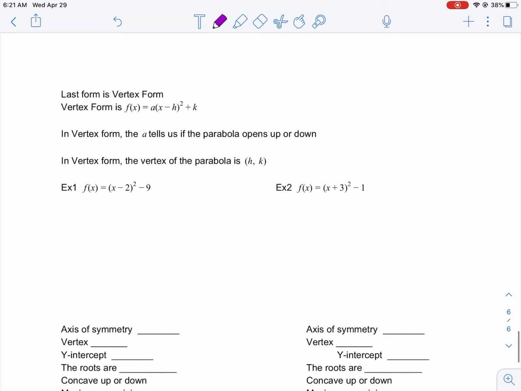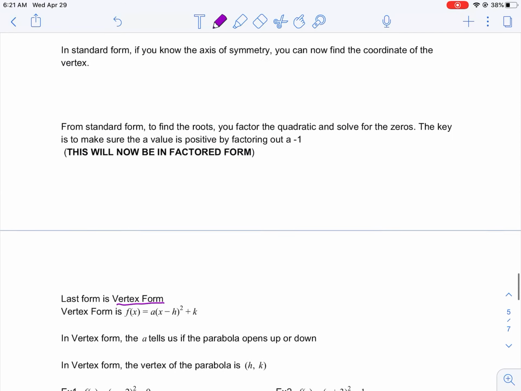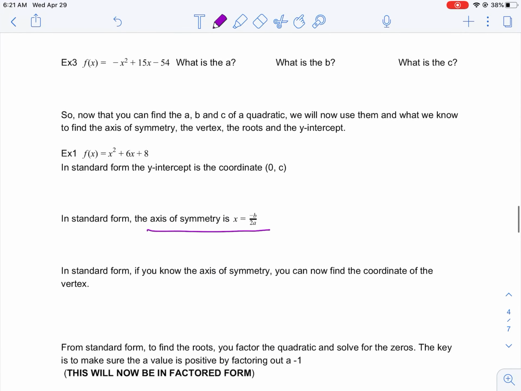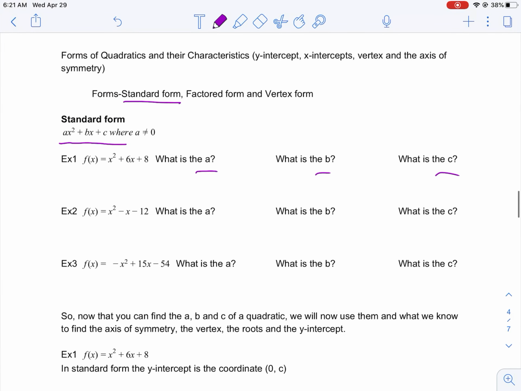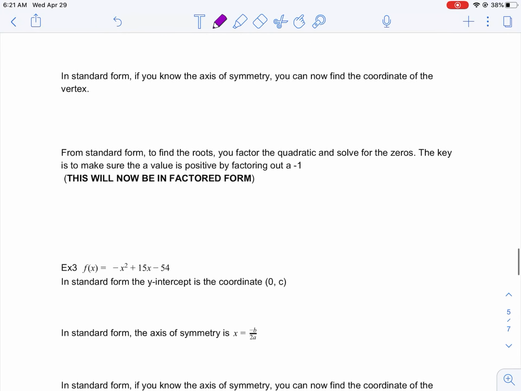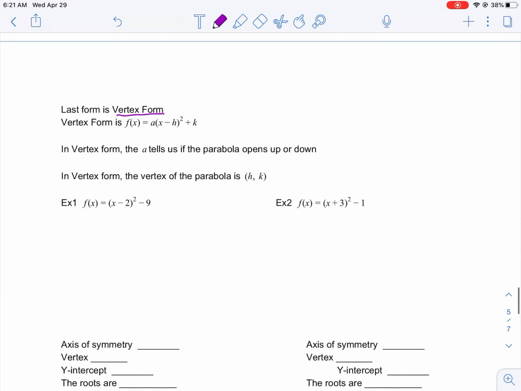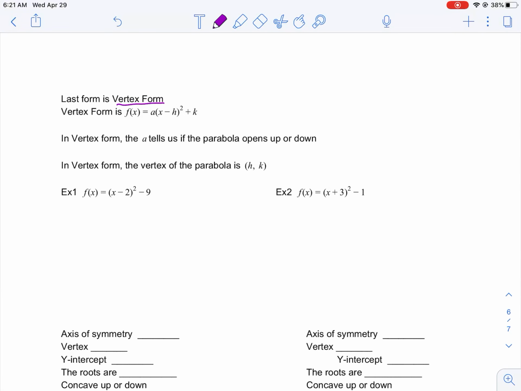Today, we're going to the last form, which is called vertex form. Oh yeah, and the other form they had up here that we didn't really mention so much is factored form. That's because when you take a standard form and you factor it, now it's in factored form, and that helps us find our roots or the solutions or the zeros, which are the x-intercepts, right? So what we're going to do is use what's called vertex form. And in this form, we can identify the vertex right away.